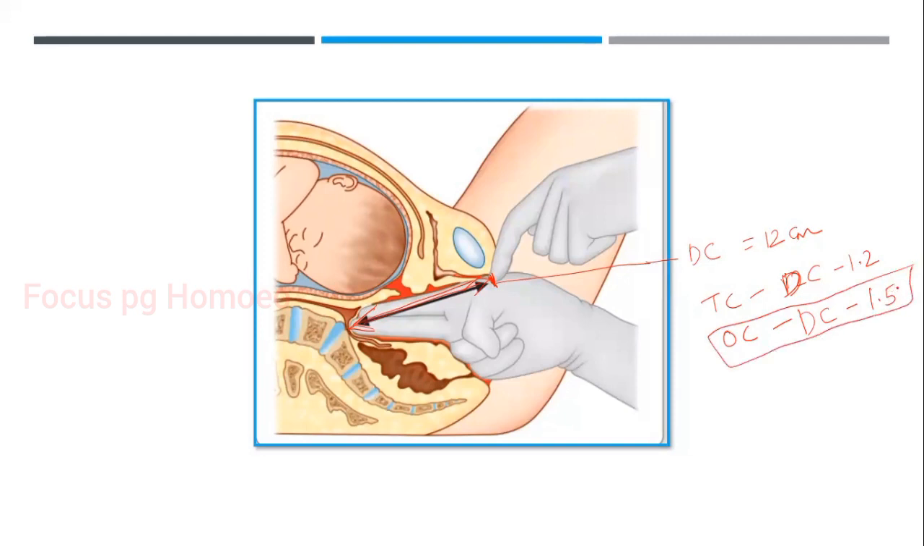They can give that on clinical examination, the diagonal conjugate was seen to be so and so, maybe 12.5 or 13. Now, what is the approximate obstetric conjugate? You have to evaluate this calculation and see in which option it fits in. So that you have to remember.